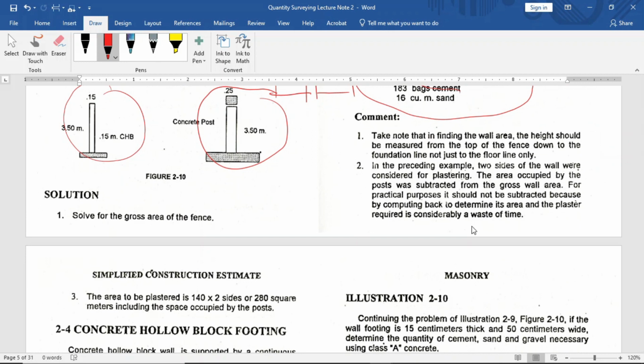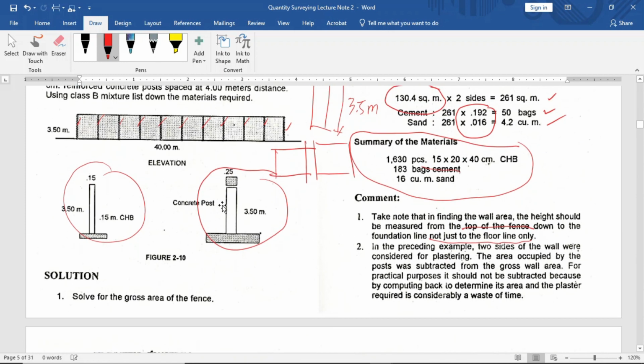So, comment. Take note that in finding the wall area, the height should be measured from the top of the fence down to the foundation line, not just the floor line only. Hindi lang sa floor line. Dapat daw ay simula sa top of the fence dito hanggang sa foundation line. Ito. For example, ito, top of the fence hanggang foundation yung 3.5. Hindi hanggang finish floor line lang. So, dapat hanggang foundation line.